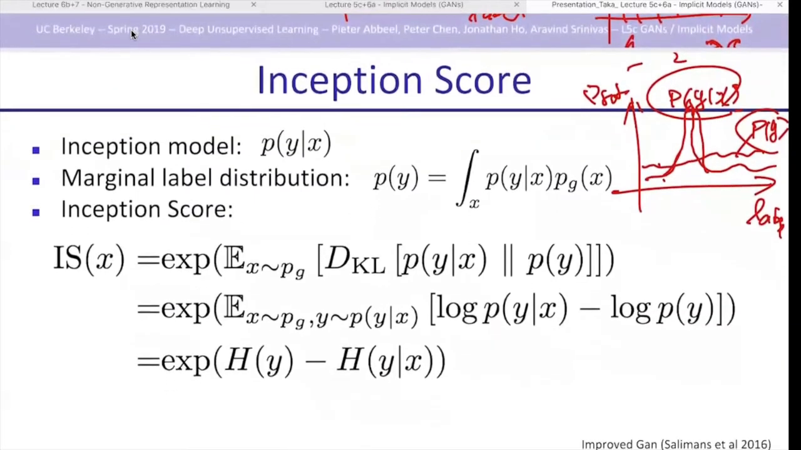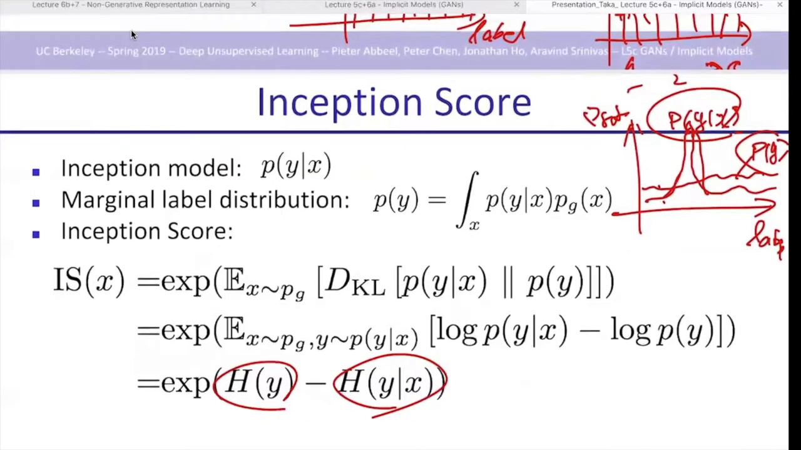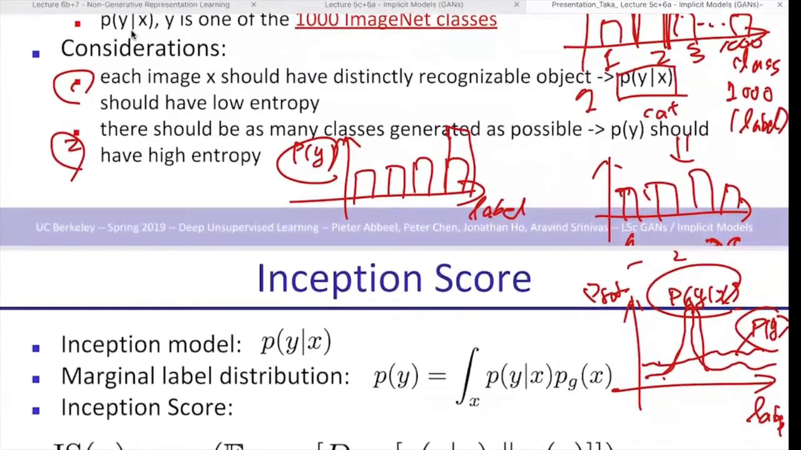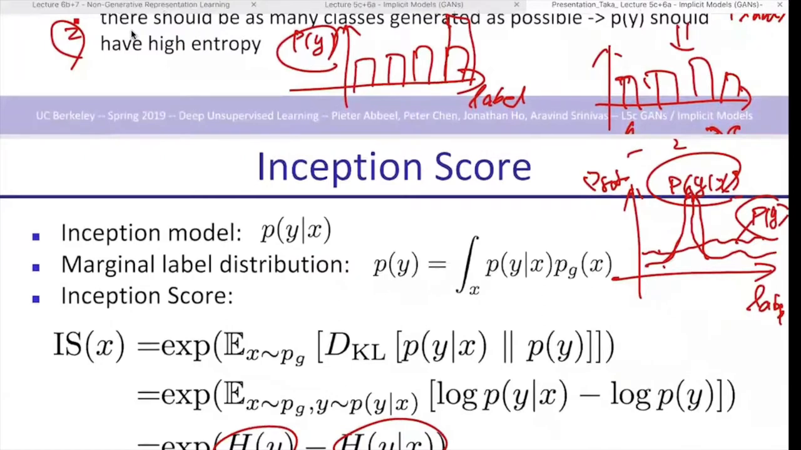Also, mathematically, this is equivalent to the entropy H(Y) minus the entropy of Y given X. As I explained earlier, in the second principle a diverse image is better, which means high entropy is desirable. On the other hand, the second term should be low entropy. So when the first term gets higher and the second term gets lower, we get a higher inception score. Basically, this is a metric where higher is better and lower is not good.